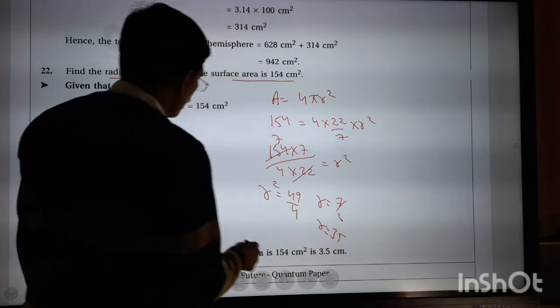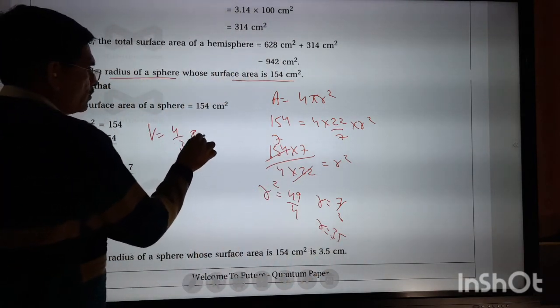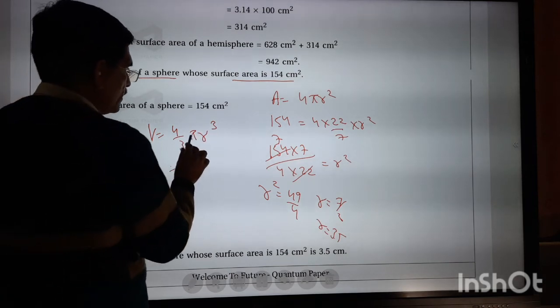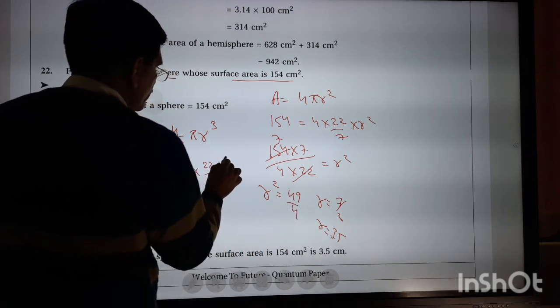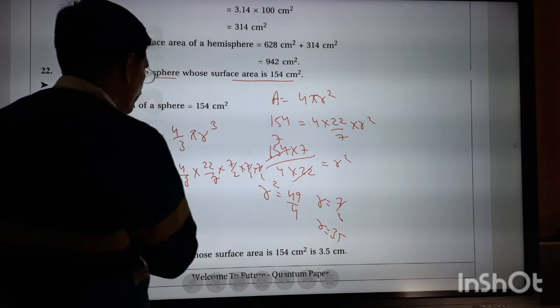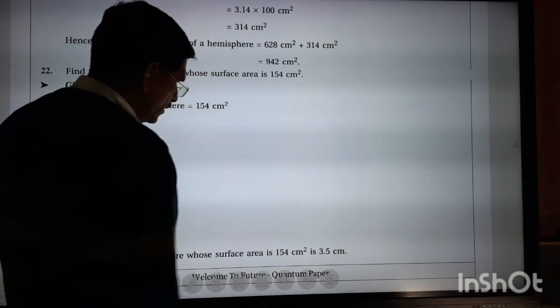There is one sum. Volume of sphere. So 4 by 3 pi r cube. So for pi we can write 22 by 7. Now here we have to write 7 by 2, 7 by 2, 7 by 2, and we can get the volume. So by using radius, we can also find out the volume.